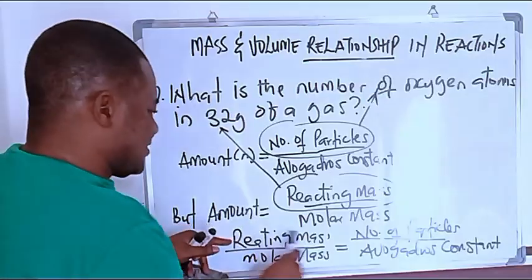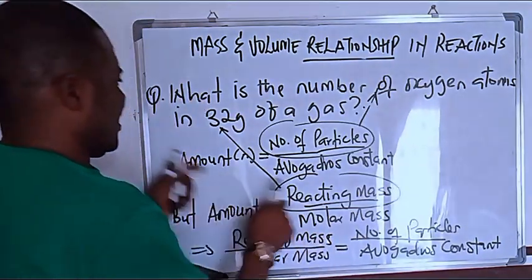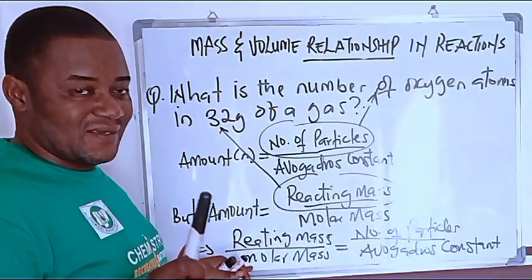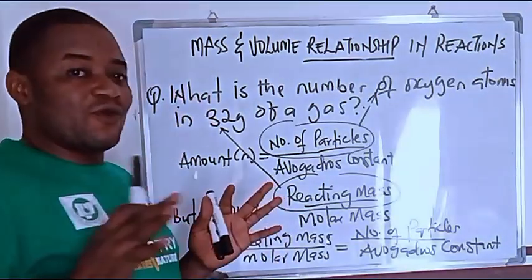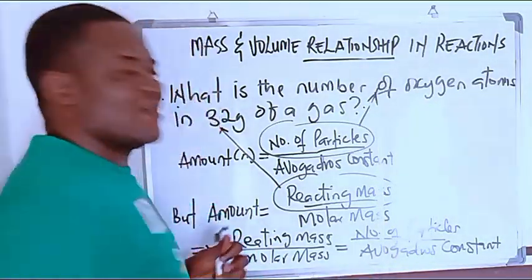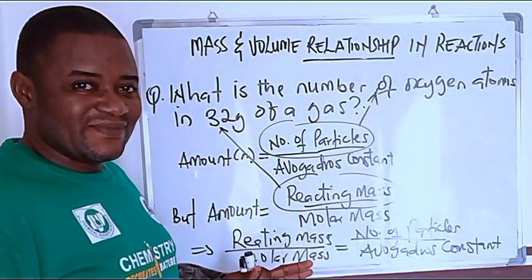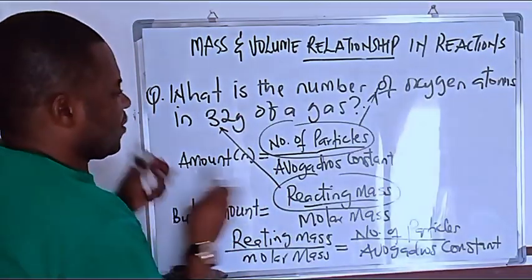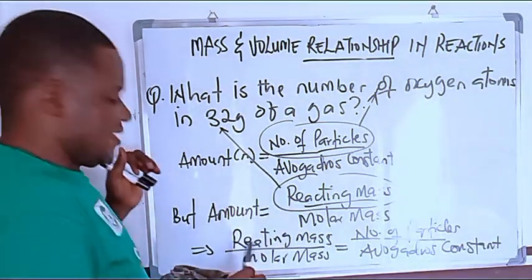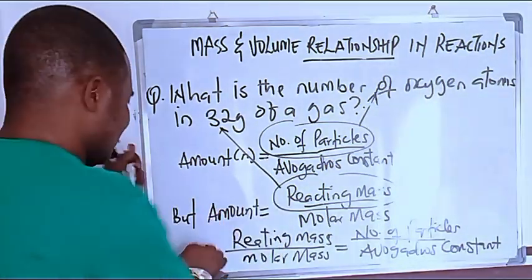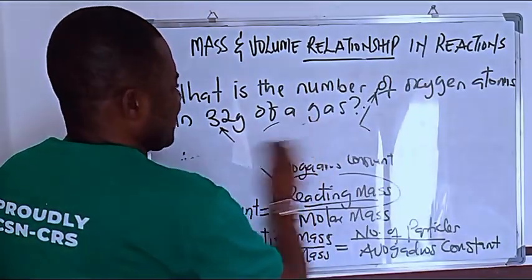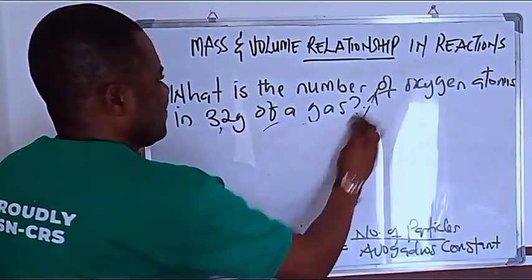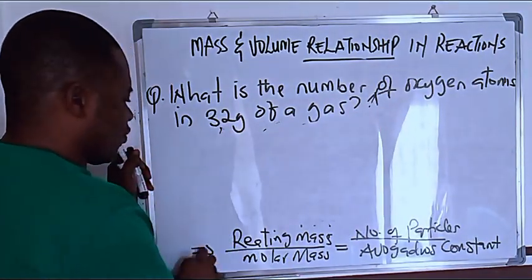So we can now say reacting mass, which is given as 32 grams, over molar mass. We are going to calculate it from oxygen. And then number of particles, we are going to work for it. And then Avogadro constant is a constant we already know. So we are going to now solve the problem in a very simple way. We will not be needing this equation or this equation again. This is the equation we will now need. So what we will do is to erase this from here and solve the problem with this.